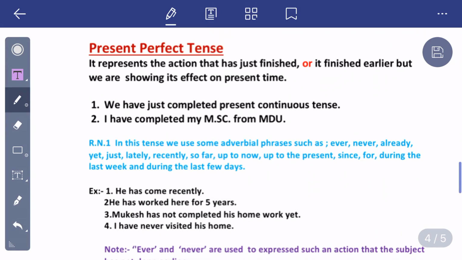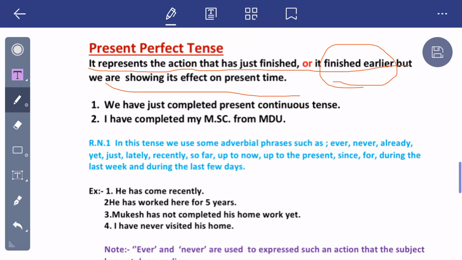Very nice. Now let's have a look at present perfect tense. What is present perfect tense? It represents the action that has just finished, or it finished earlier, but we are showing its effect on the present. It means that the action has just finished a moment before, or it finished earlier, but we are showing its effect on present time. It may be that the work finished 10 years, 5 years, 6 years earlier, but we are showing its effect on present time anyhow.